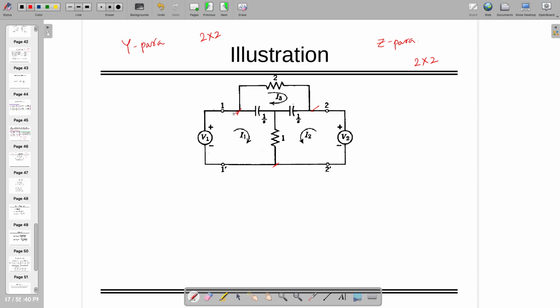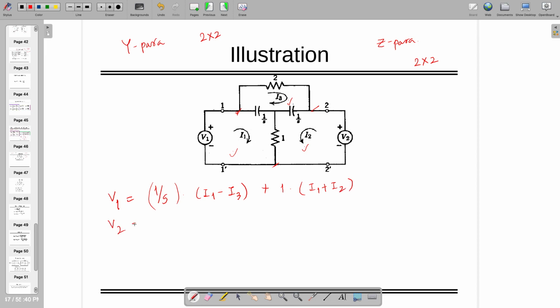So can we write down equations for I1, I2 and I3? What will be the first loop? V1 is equal to 1 by S times I1 minus I3. Very good. Plus 1 times I1 plus I2, right? That's all.